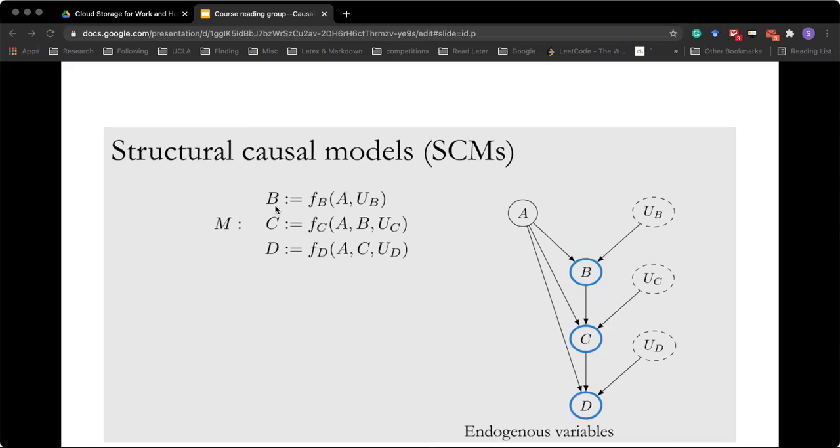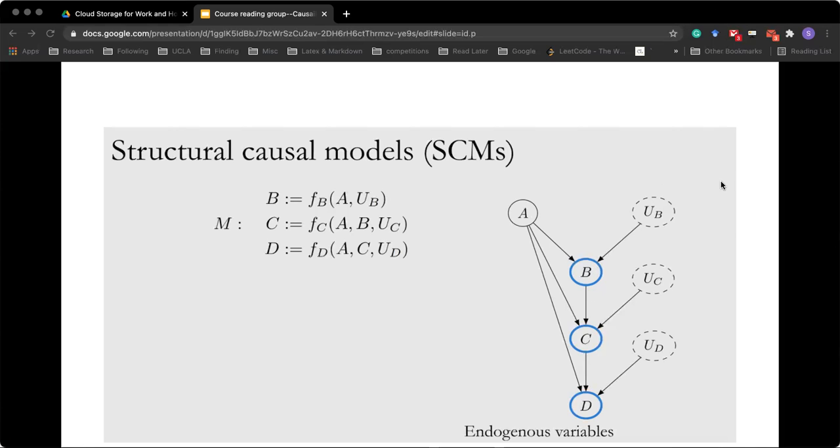So for the variable B, let's say the causal mechanism is a function FB, and the input we should consider is A and also the hidden factor UB. For C and D, we also consider those either observed or hidden variables. So in this kind of graph, we define variables like B, C, D as heterogeneous variables, which means that we want to model the causal mechanism or the generative process of those variables. In this case, we only model B, C, D, because variable A has no parent. So B, C, D are heterogeneous variables.